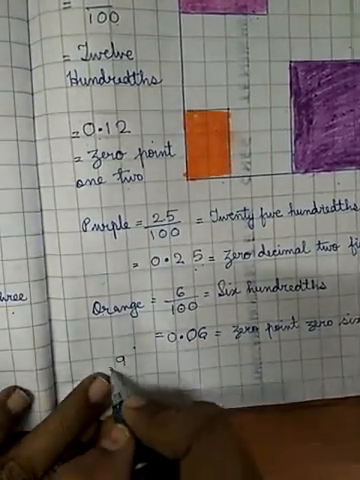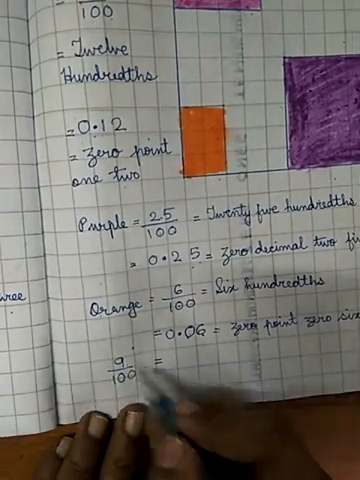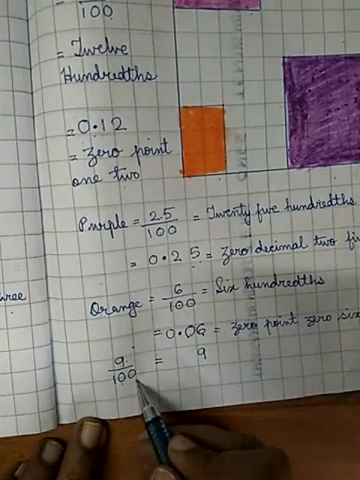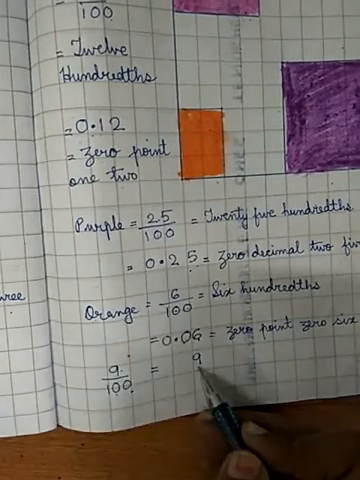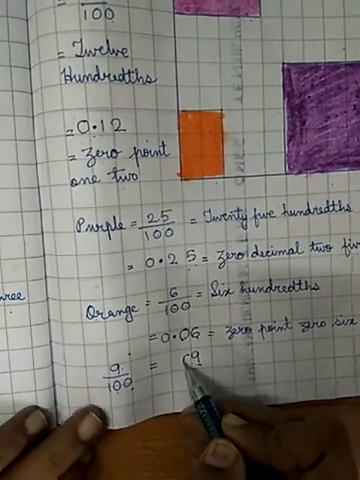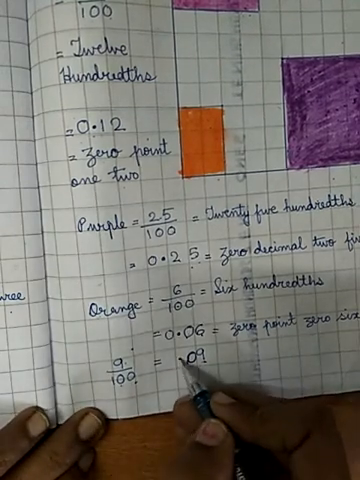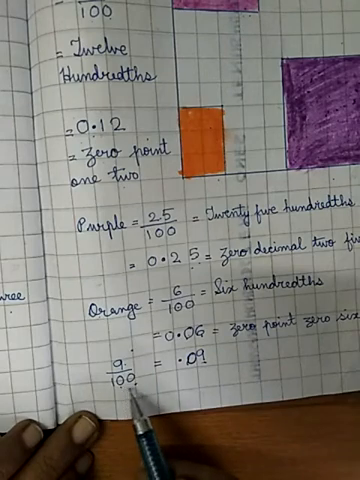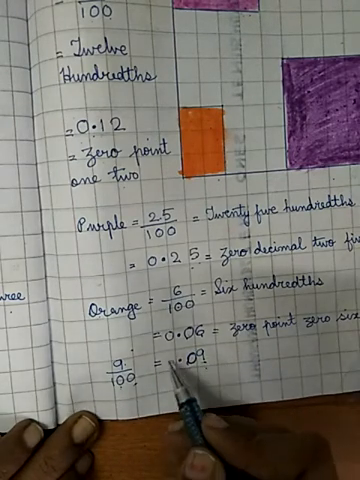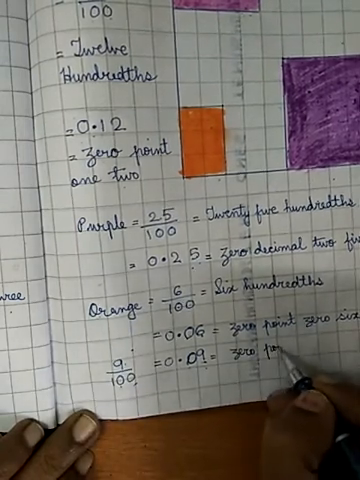Say 9 by 100. Okay, so what will I do? I will first write 9. Then I will count the number of zeros. 1, 2. Do I have 2 digits here? I don't have. So what will I do? I will put a 0 before. Okay, and then I will put the point. Because there are 2 zeros here, after the point there should be 2 digits. So my answer becomes 0.09.